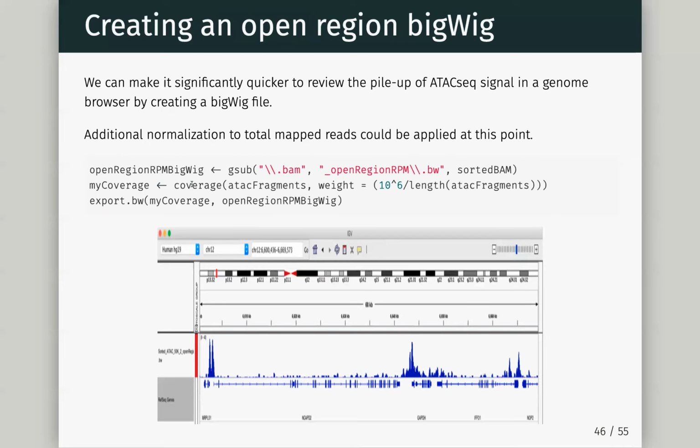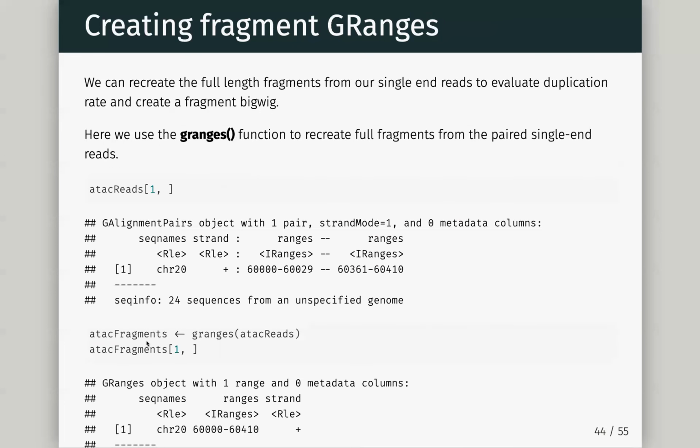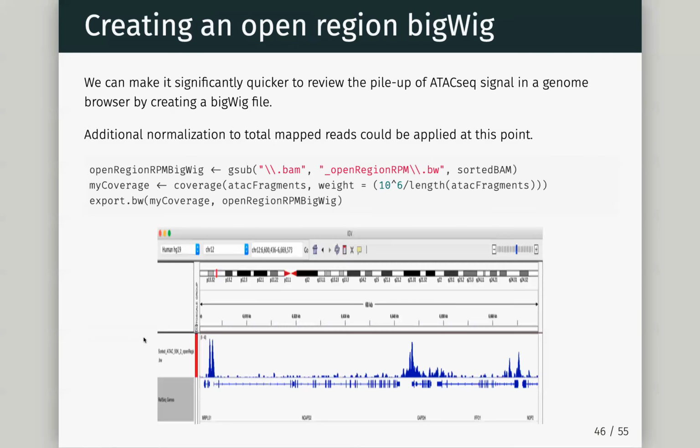We can then quickly write this out to a bigwig. We've already got the fragments, right? So we created fragments here, so we can actually make coverage from the fragments rather than the original reads. And then we'll just do coverage on that GRanges. I'm going to weight it, so normalize it to the total number of fragments we had. I'm going to put in a million there, just so the numbers aren't too small. And then I'll export my newly created RleList to this bigwig file, and then we can visualize that.